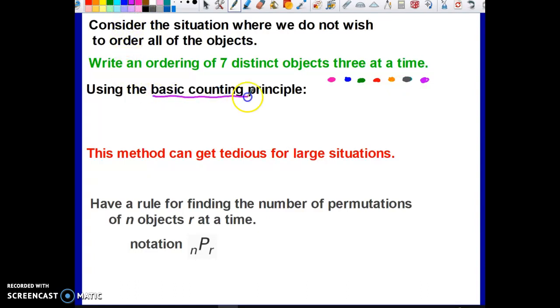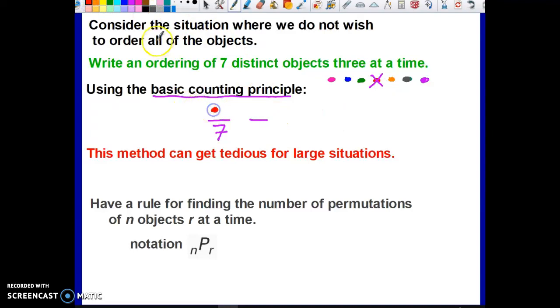Well, we're going to use the basic counting principle for this one. How many choices do I have for the first color? 1, 2, 3, 4, 5, 6, 7 choices for the first color. How many choices do I have for the second color? Well, I picked one. Let's say I just pick red. Let's say I used red for the first one.